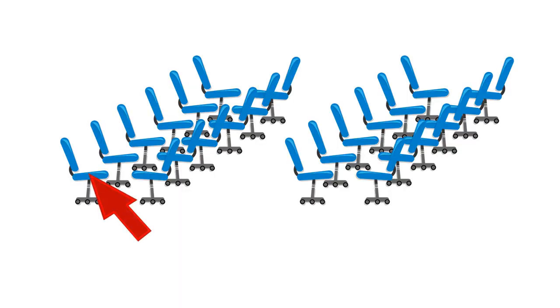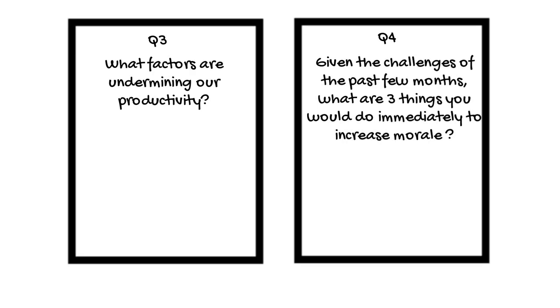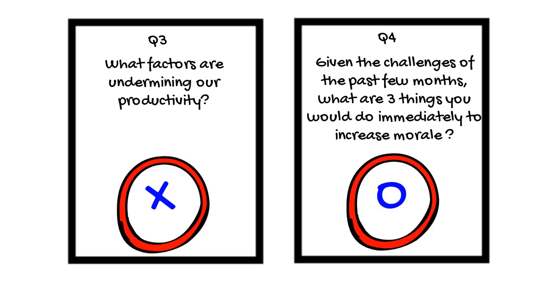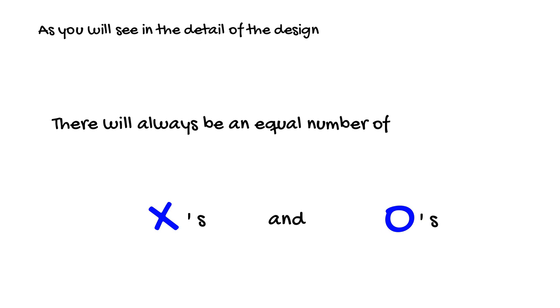On each chair you have placed a pad of paper, a pen, and a sheet of paper with a single question lying face down. The format for the question sheets is the question number, the actual question, and a large letter X or O. The X or O simply denotes which row the question sheet will be placed on and will be helpful later when we describe to the participants who should be doing what. As you will see in the detail of the design, there will always be an equal number of X's and O's.